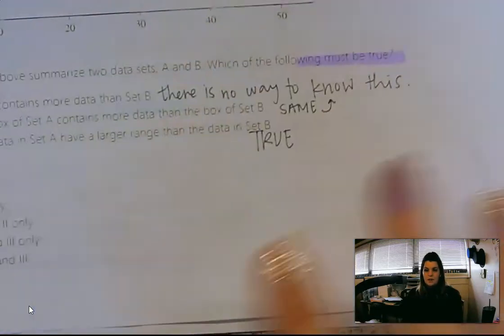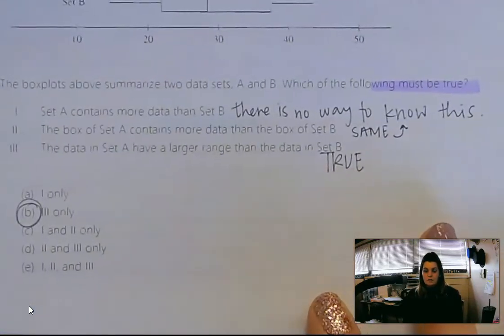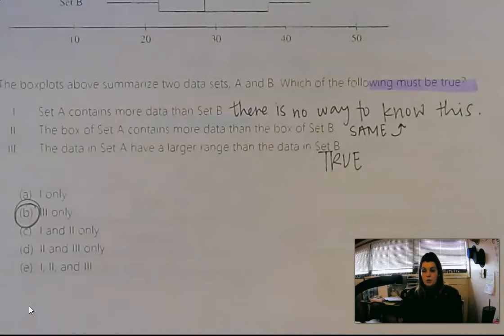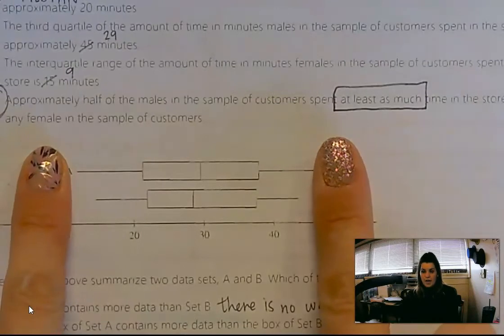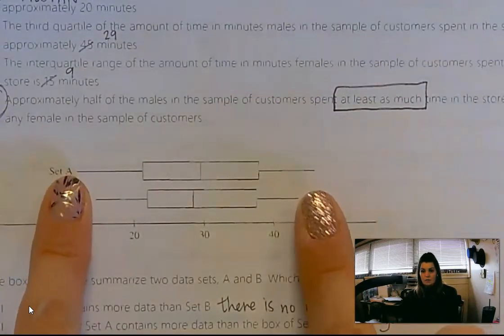Number 3 is beta. Box plots are such that we don't know how many observations are in each data set, so we can't be making statements about how much data is in each set. So 1 and 2 are not options. They're not true, but 3 is. And 3, you can see that just by looking at them. A is longer than B.